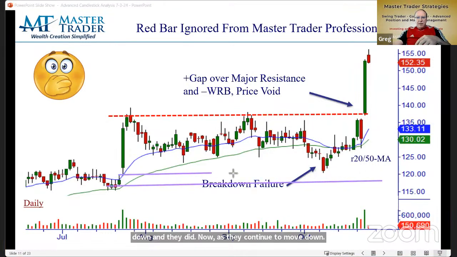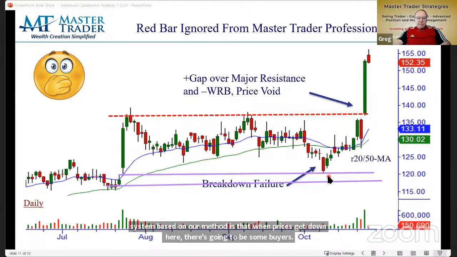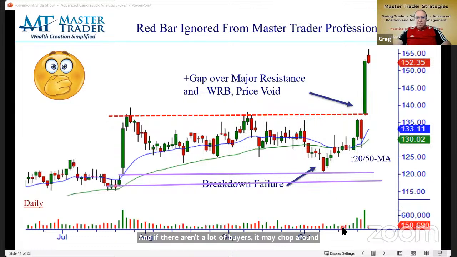here's a support area right here. Right? So our belief system, based on our method, is that when prices get down here, there's going to be some buyers. And if there aren't a lot of buyers, it may chop around sideways and then continue to go lower. Well, this kind of ground its way all the way back up again. And so when it reached the same area and it got a big, nasty red bar, it's like, all right, it's kind of crazy. It is what it is. I don't know what this is going to do. Maybe it goes back down again, but then it gaps up.